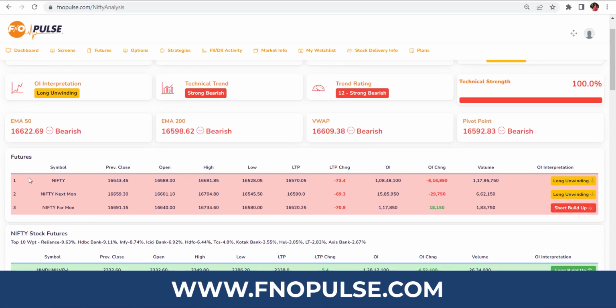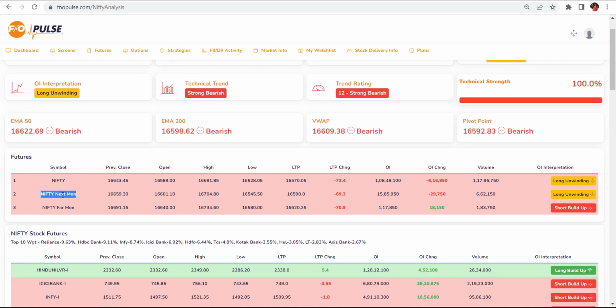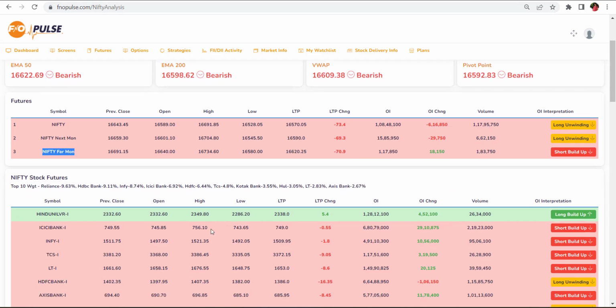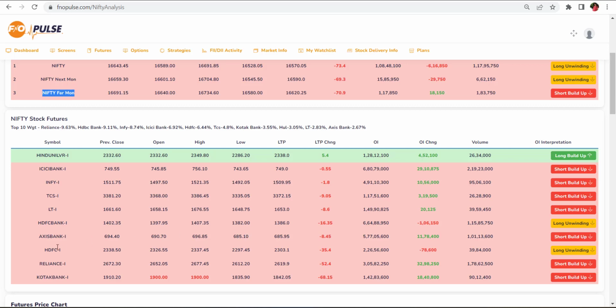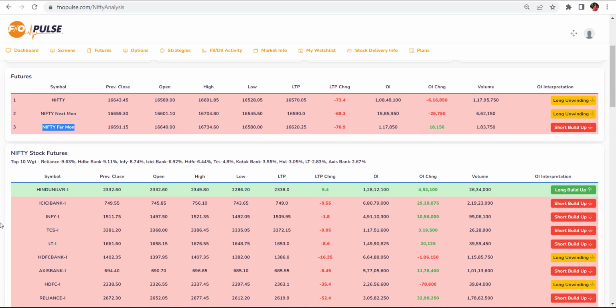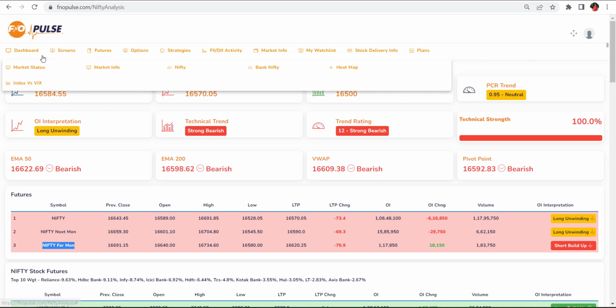Here are the futures. Future current month, Nifty June, Nifty July, Nifty August. These three are coming here. According to the open, high, low, last trade price change, OI change, volume, everything is showing here. According to that, the long build-up and short build-up will be showing here. The Nifty stock futures, the stocks which play a major role in Nifty, are coming here. In the same way you can identify for Bank Nifty also.